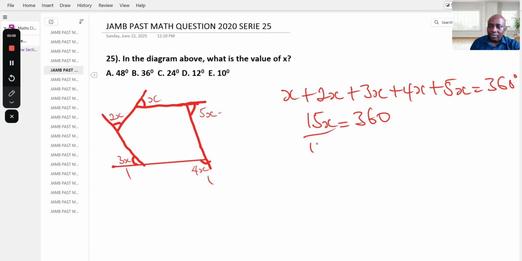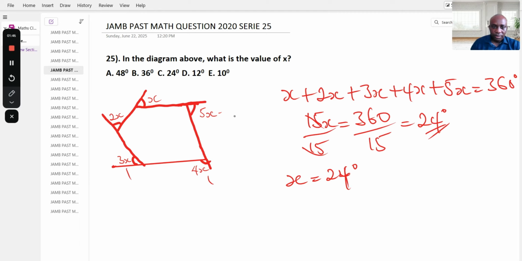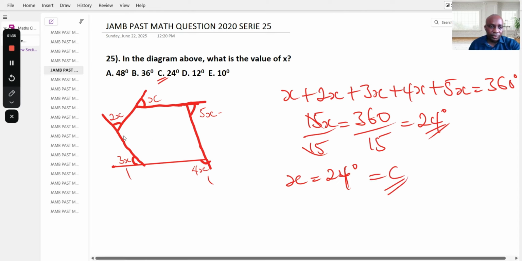Divide both sides by 15, the coefficient of x. Therefore, what is 360 divided by 15? It gives us 24 degrees. It means that the value of x equals 24 degrees. Do you have 24 degrees there? Yes, we have C. Our option is C, the correct answer. Let's move to the next question.